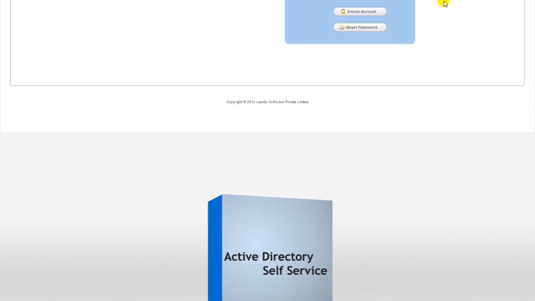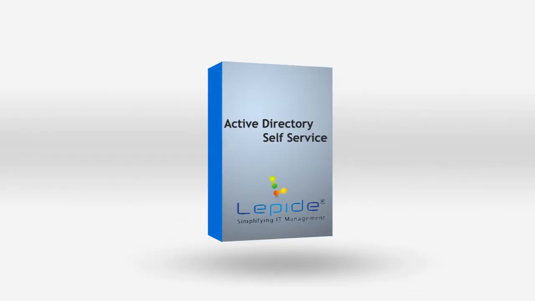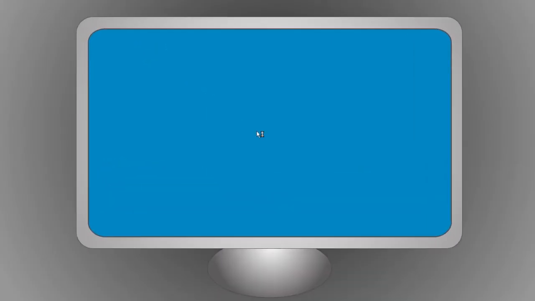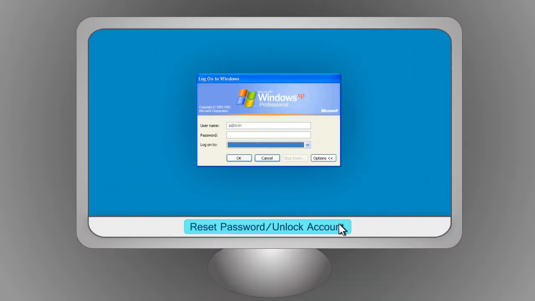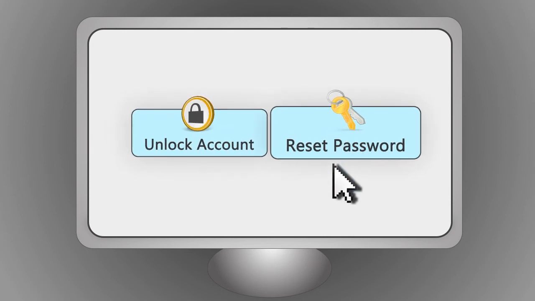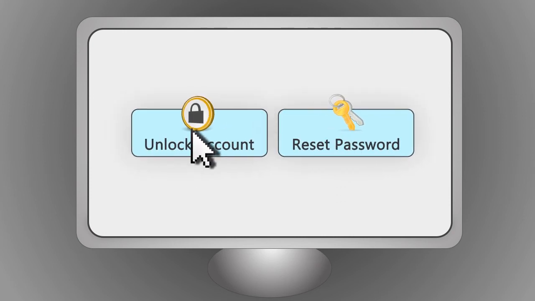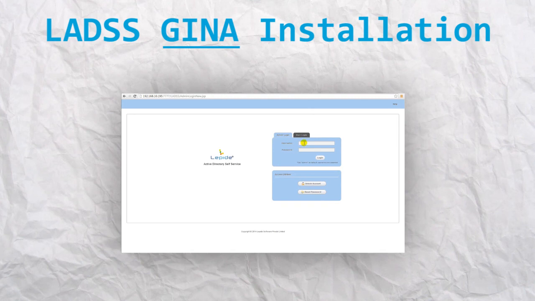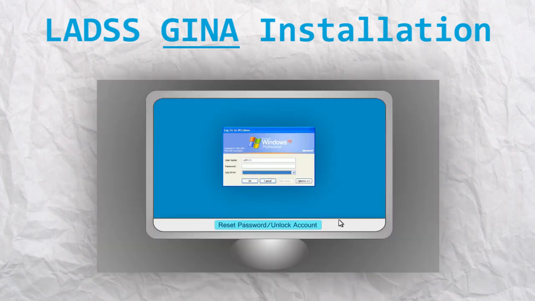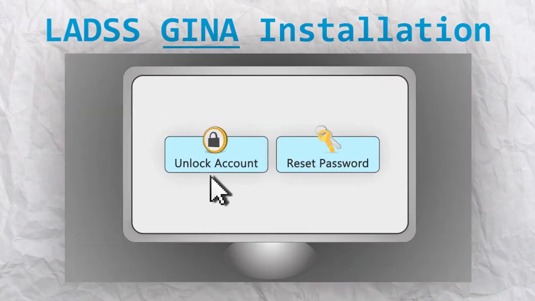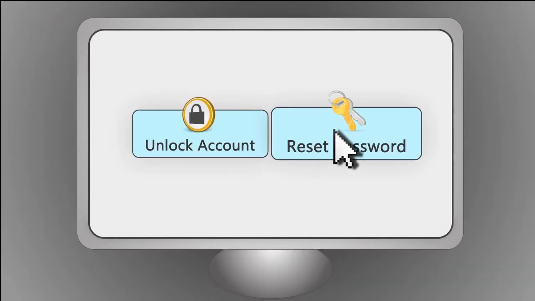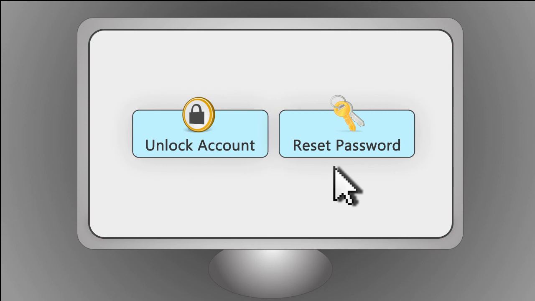Before I conclude, I would like to introduce a very interesting feature in our tool, which allows end users to unlock their account or reset their password directly from the login screen. This happens through Gina installation. With this, users don't even need to access Lipide Active Directory self-service interface. Check out our other videos to know how to deploy Gina and its real-time application is explained in detail in our other videos.